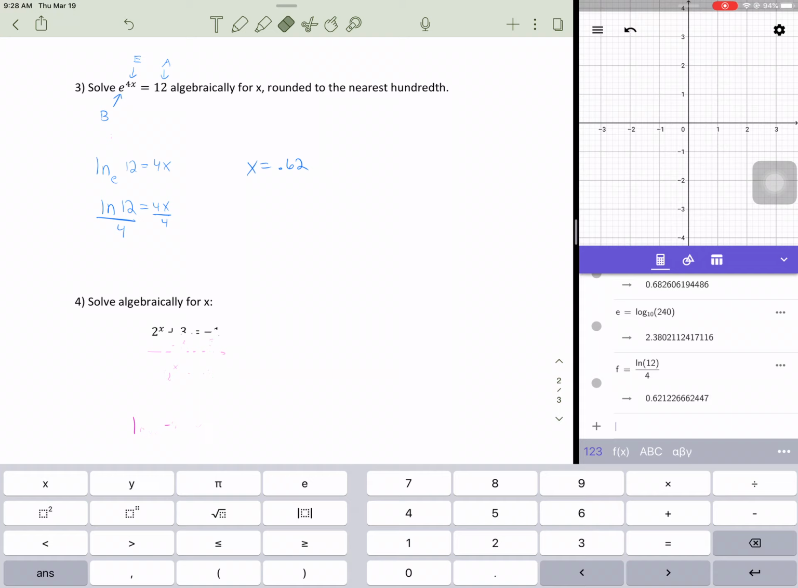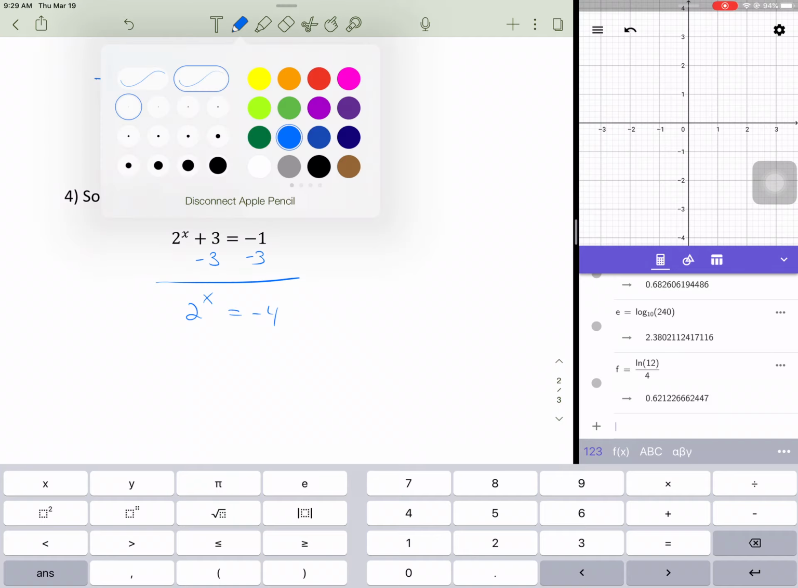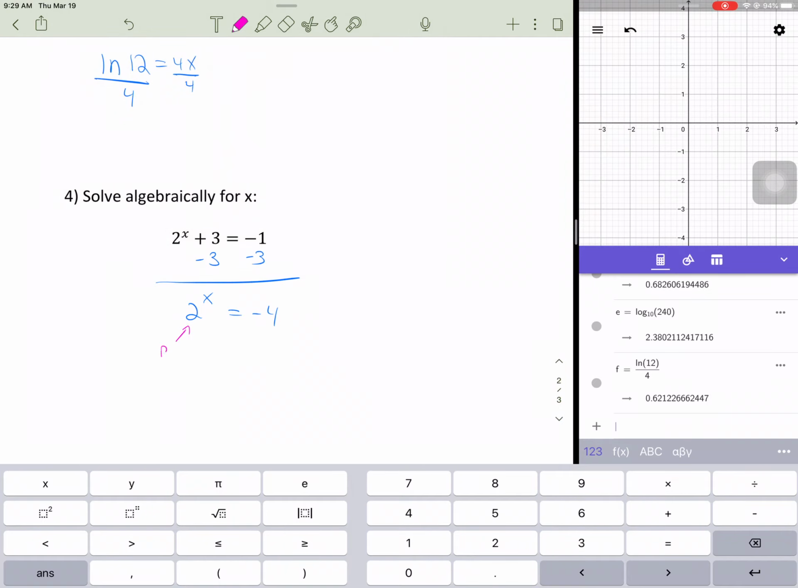Sorry, I was working on it earlier. Next up, solve algebraically for x. Okay, same thing, isolate that variable, so subtract 3, you get 2 to the x equals negative 4. So 2 to the x equals negative 4, base, answer, exponent, log base 2 of negative 4 equals x.